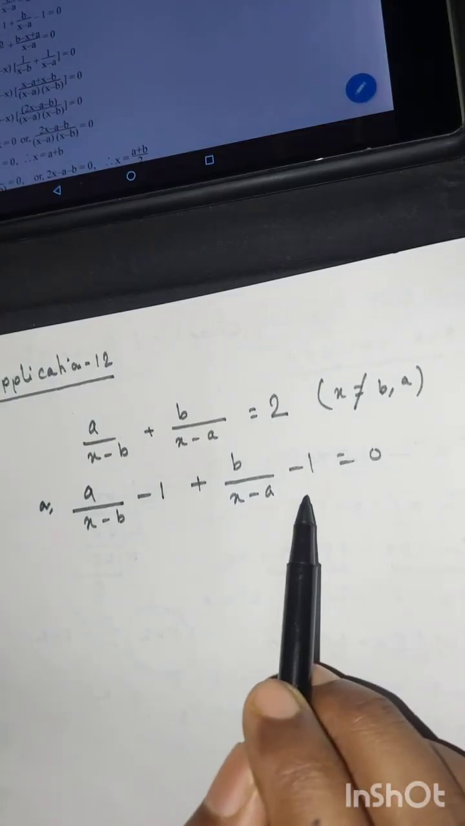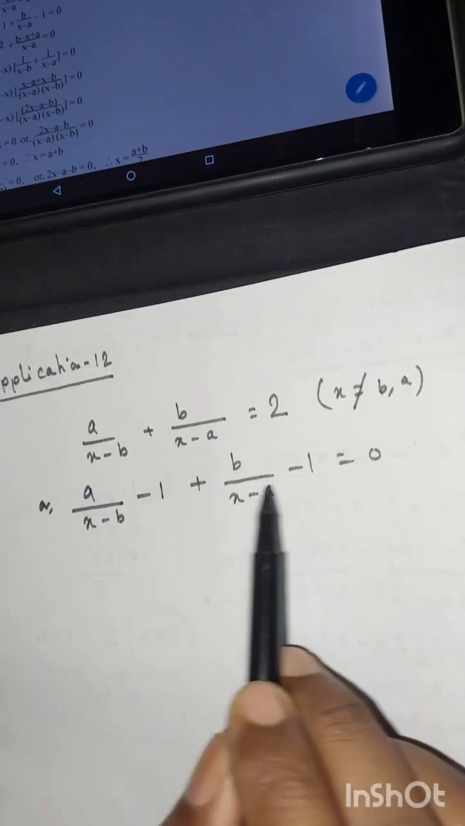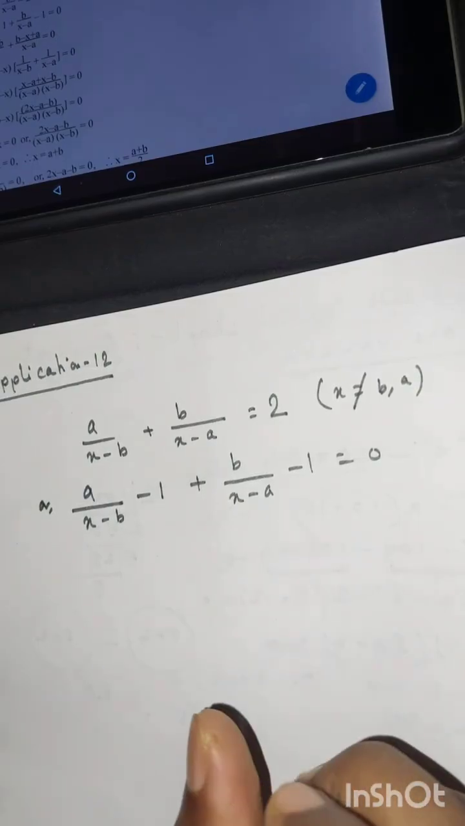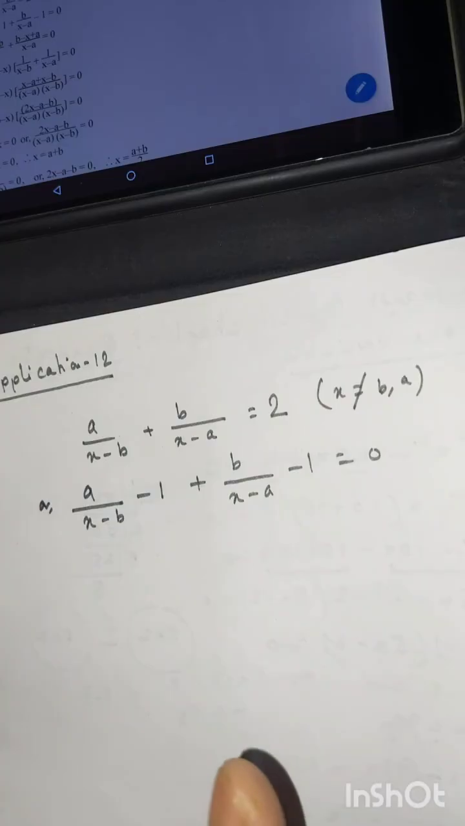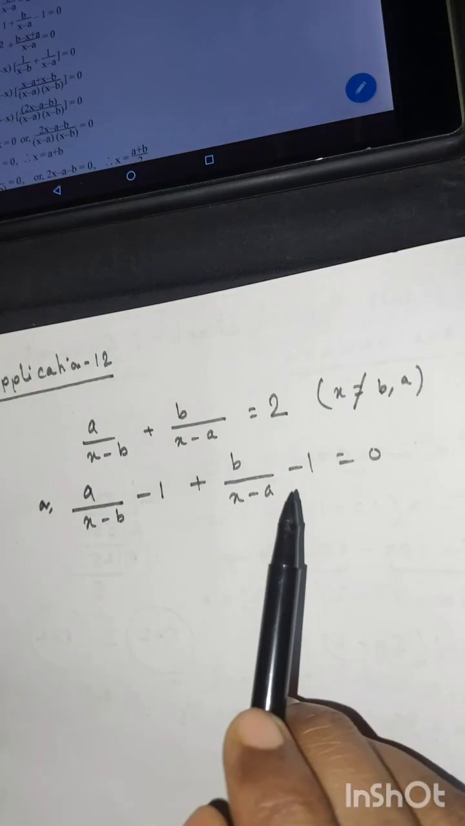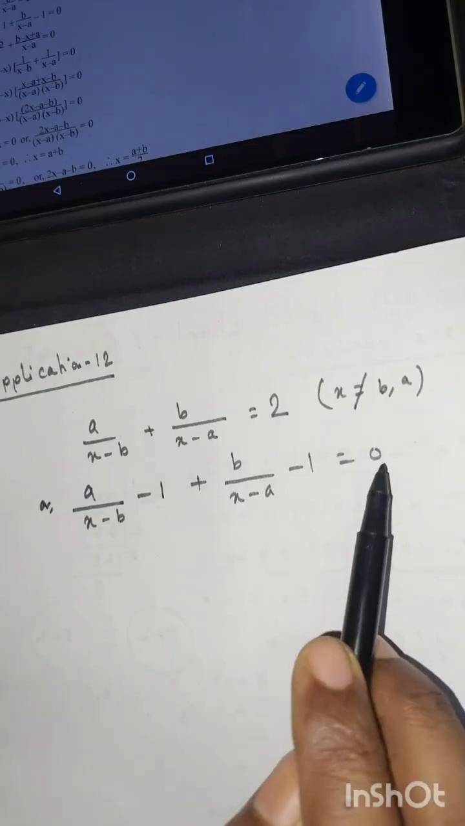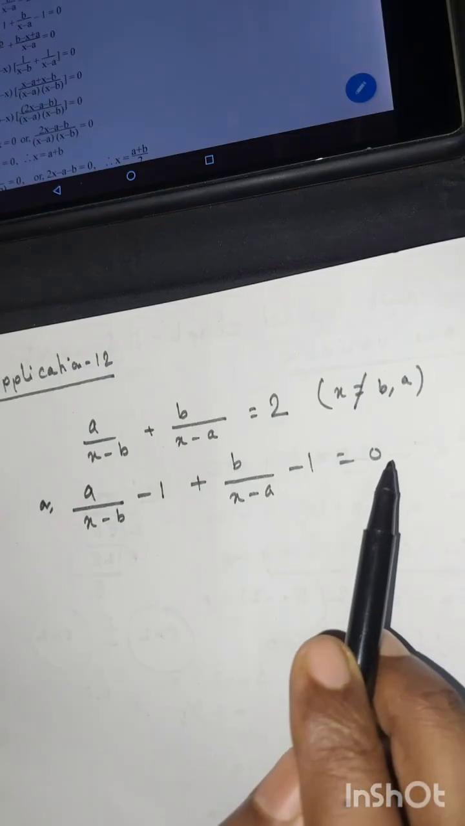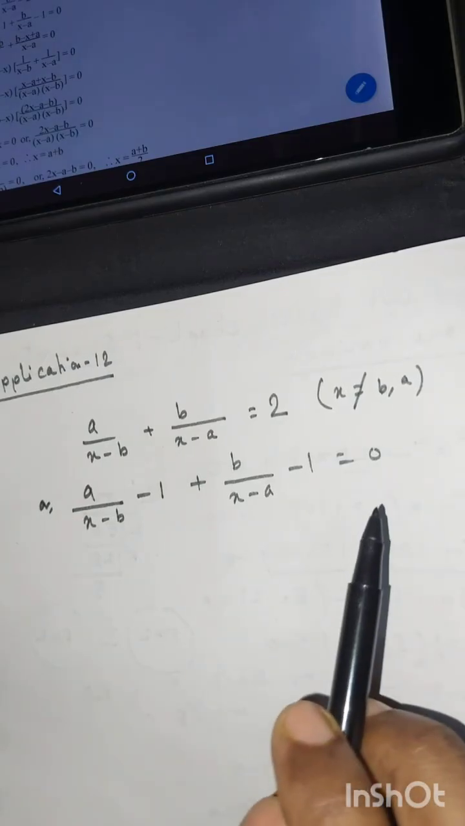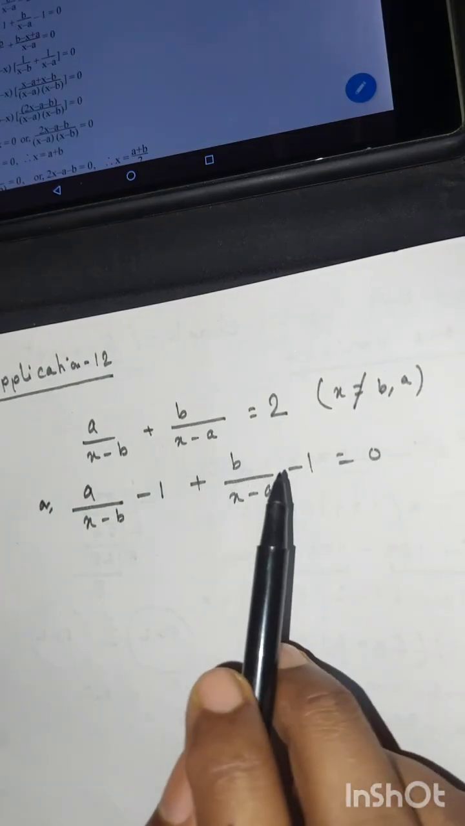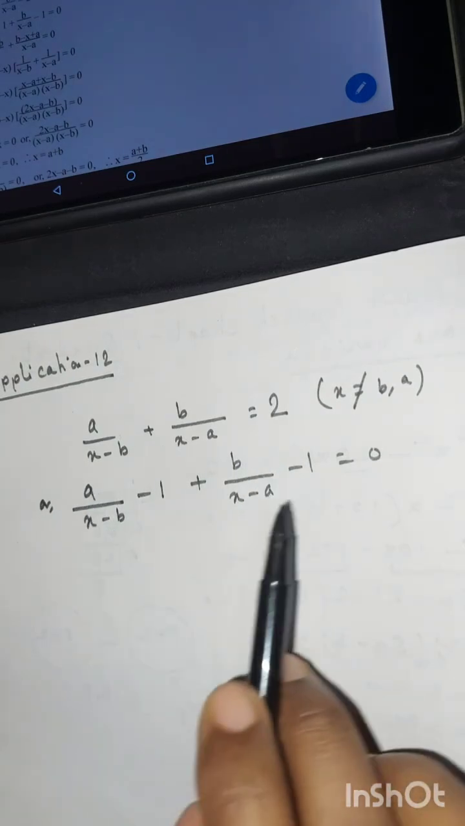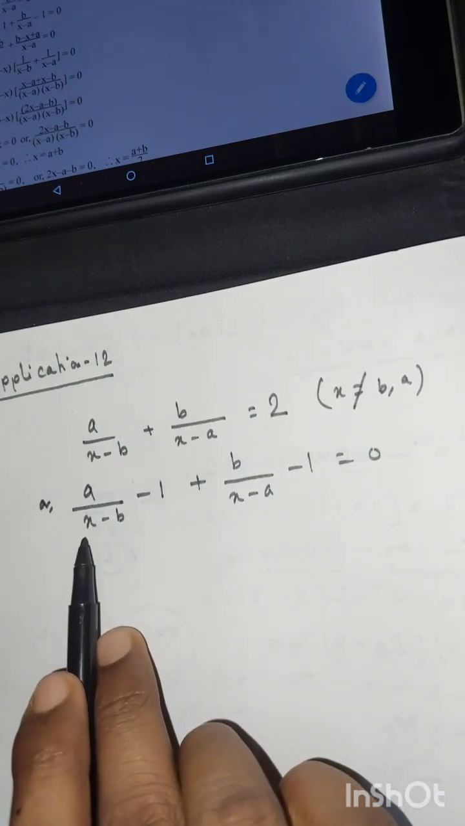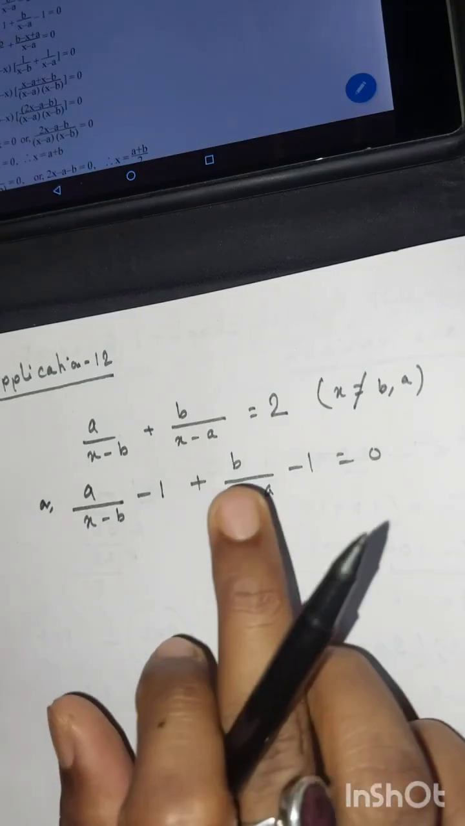So you can see these 2 minus 1 can get added and become minus 2, and which can be transferred to the right side, and that will become plus 2. Okay, so this equation can be written in this format.